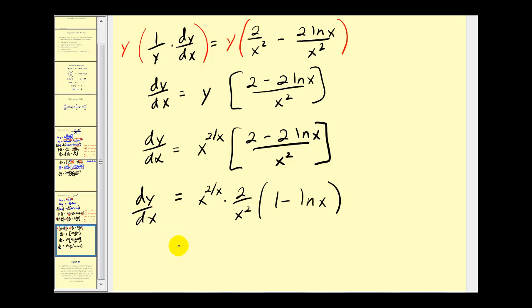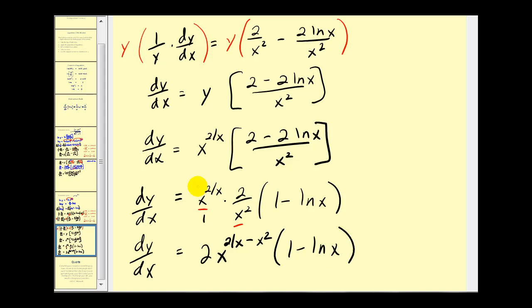And then lastly, I know we're getting a little fancy here with the algebra, but we have 2. Now these two bases are the same. And since we're dividing here, we could subtract our exponents. So this could be written as x to the power of 2 divided by x minus x squared, all times 1 minus natural log x. So there's a lot of fancy algebra going on here.